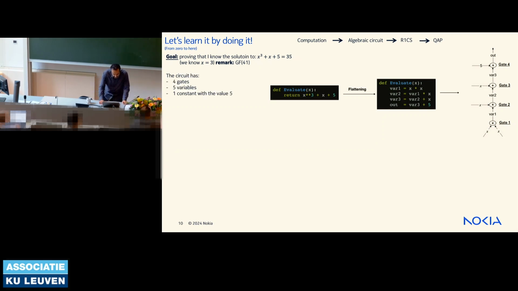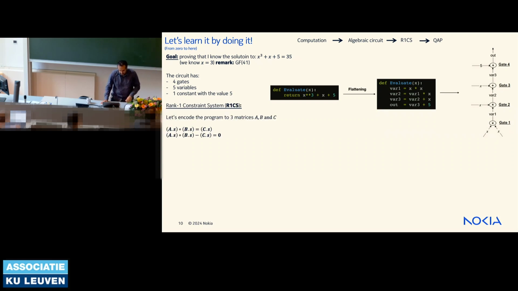Okay. So we have 4 gates, 5 variables, and 1 constant with the value of 5. We can see it there. So let's encode this to R1CS. R1CS is composed of 3 matrices, giant matrices. The size is dependent on the size of the program you have. It can be very huge.